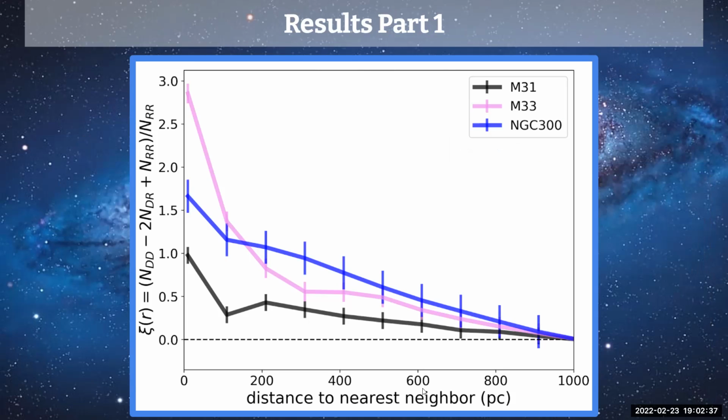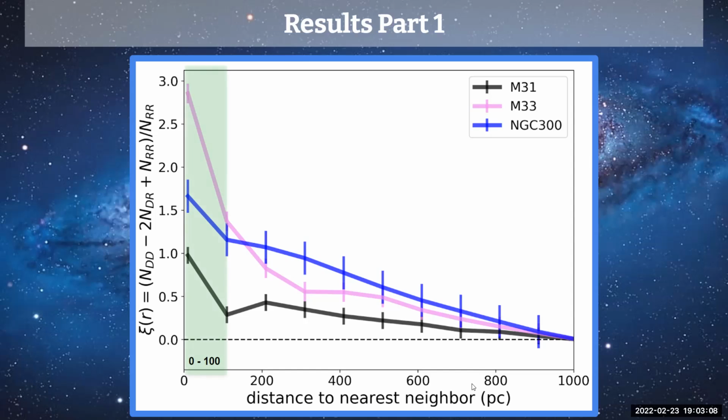The spatial correlation function for galaxy M31 is shown in black. Galaxy M33 is pink, and NGC 300 is blue. The horizontal dashed line at xi equals 0 represents the value expected for no spatial correlation. The spatial correlation function for all three galaxies shows clear excess at distances less than about 700 parsecs.